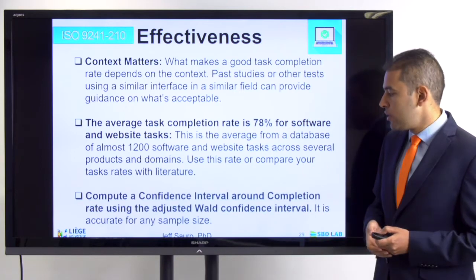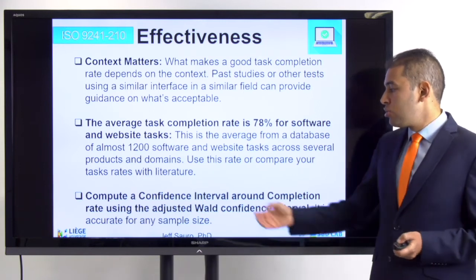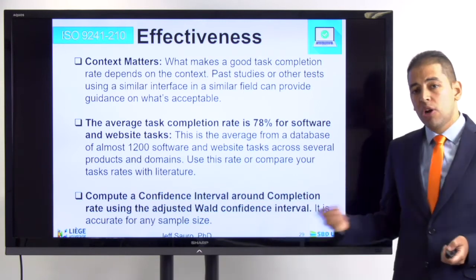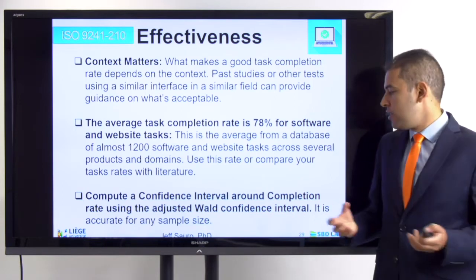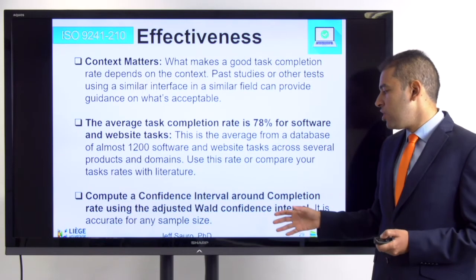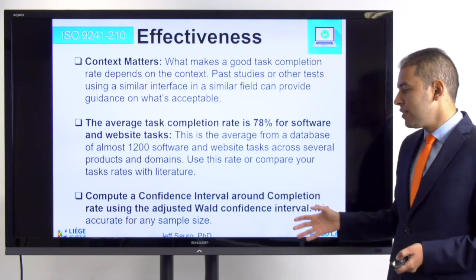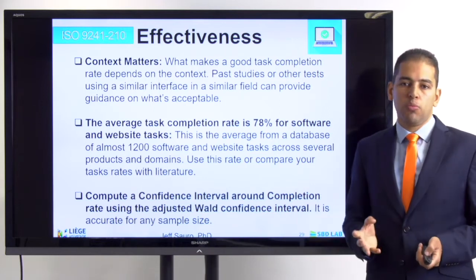So this is an example for that, and you can see the source is Jeff Sauro for that. Also, you can compute a confidence interval. A confidence interval statistically is very simple to compute around the completion rate using the adjusted Wald confidence interval. So just use the Wald confidence interval, and it's accurate for any sample size, especially for small sample sizes.